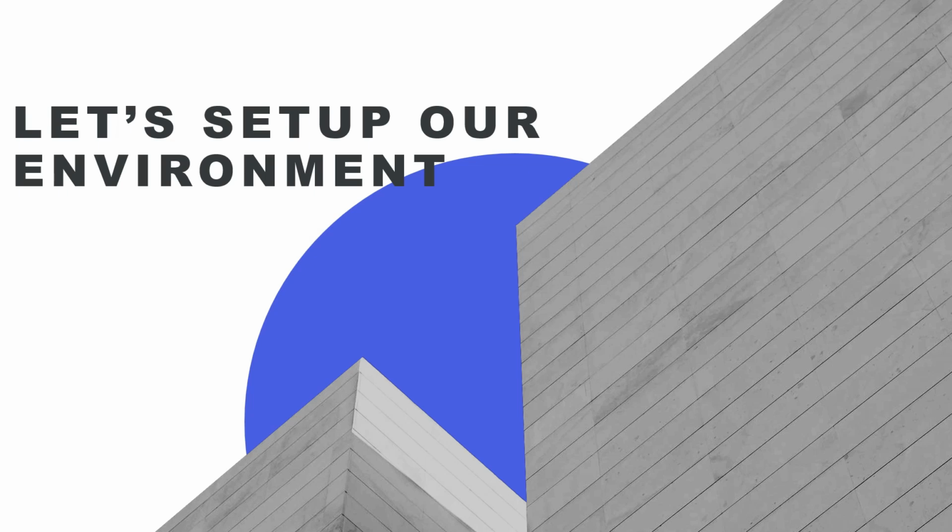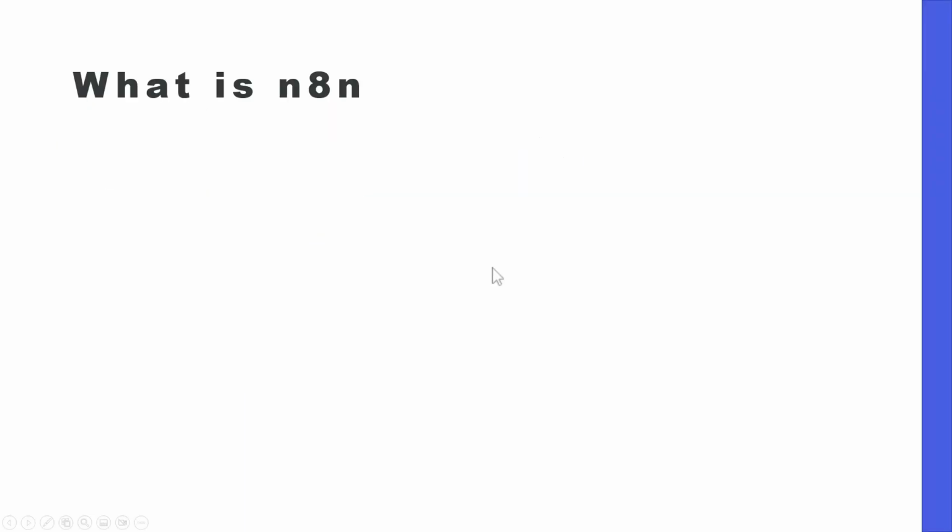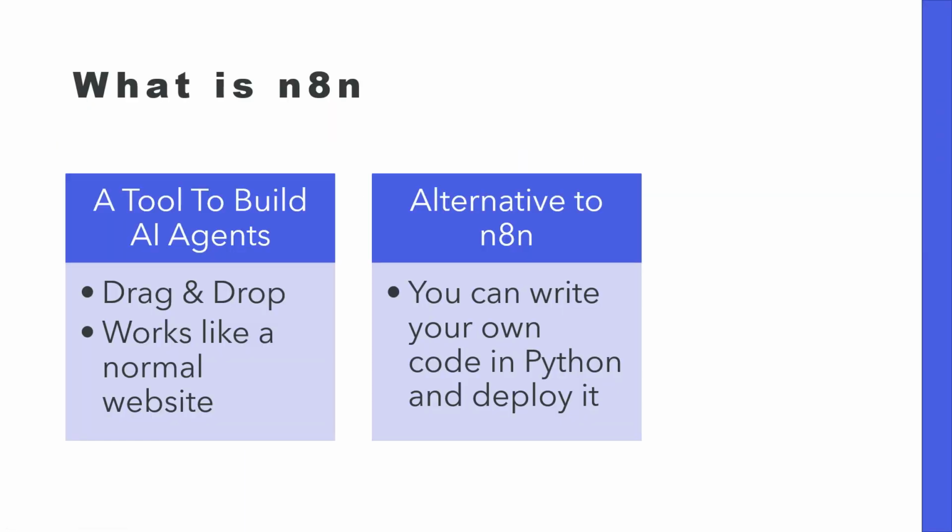Welcome. So now we are going to start with setting up our environment for our AI agentic course. Let's get started. So we are going to look at n8n. So what is n8n? n8n is a tool to build AI agents. It has a drag and drop GUI based interface. It works like a normal website. You can host it self-hosted or on the cloud on their own SaaS platform.